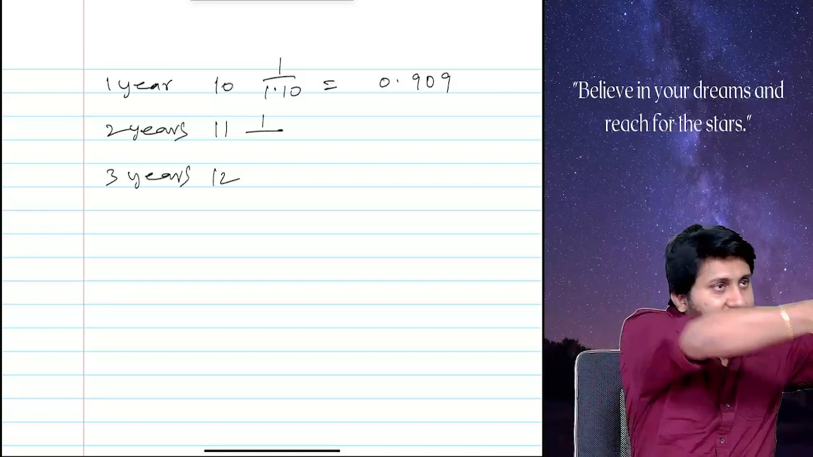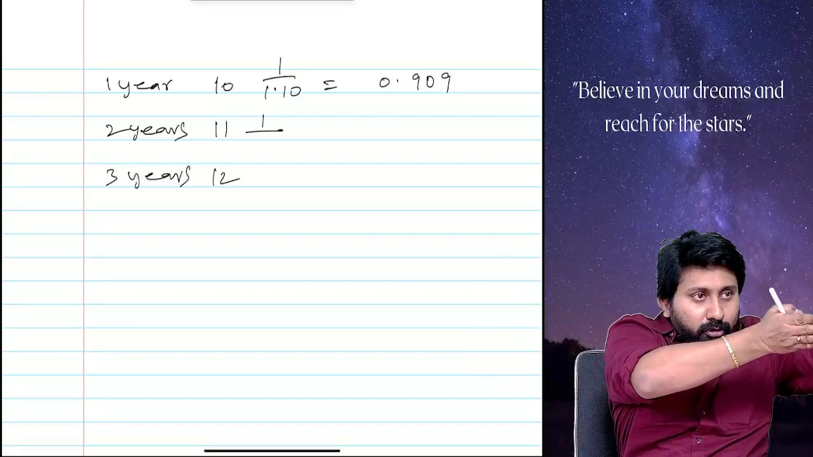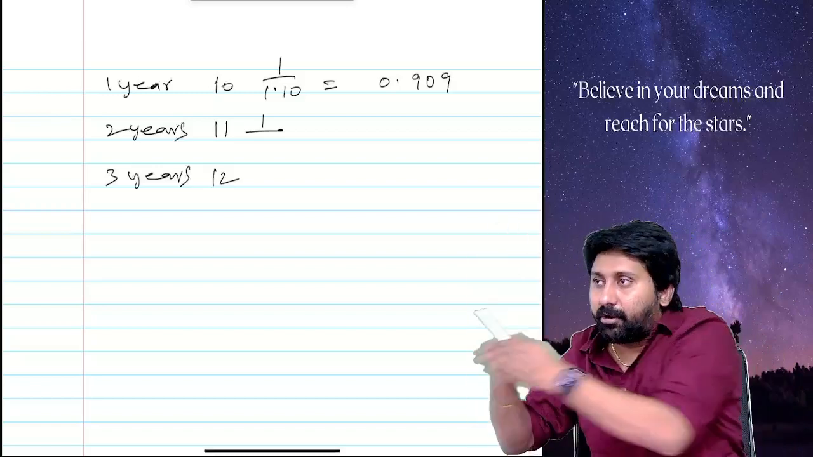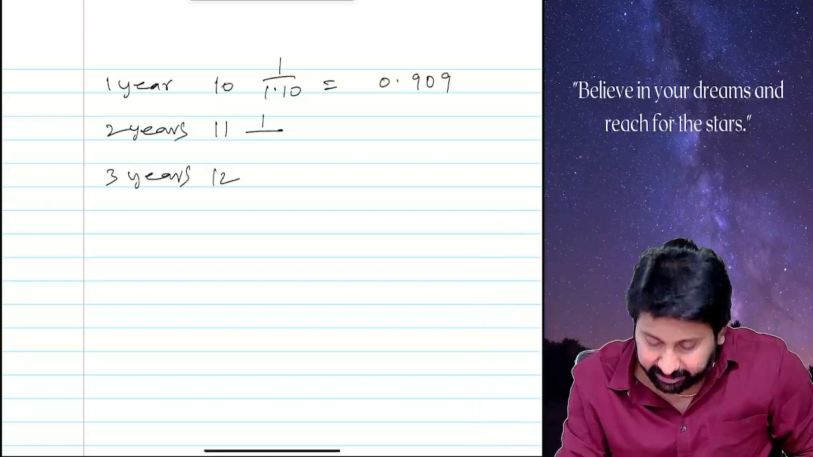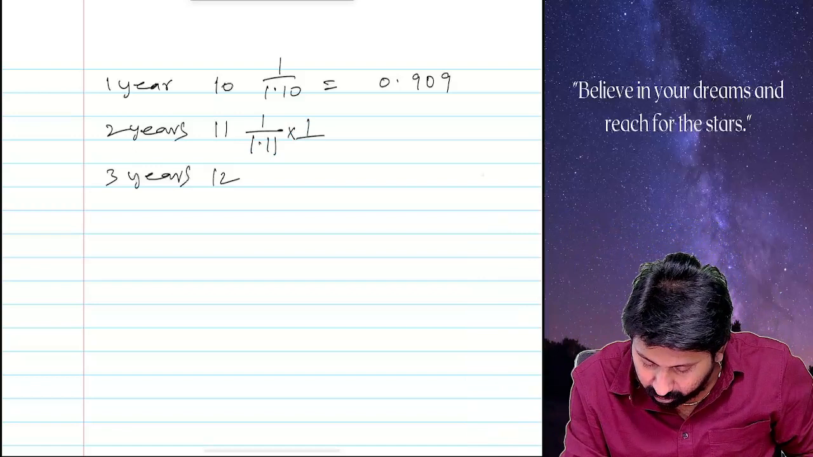Sir, 2 years to bring to 0. First 2 should come to 1. 1 should come to 0. Between 1 to 2, what is the market expectation? 1 into 1.10.